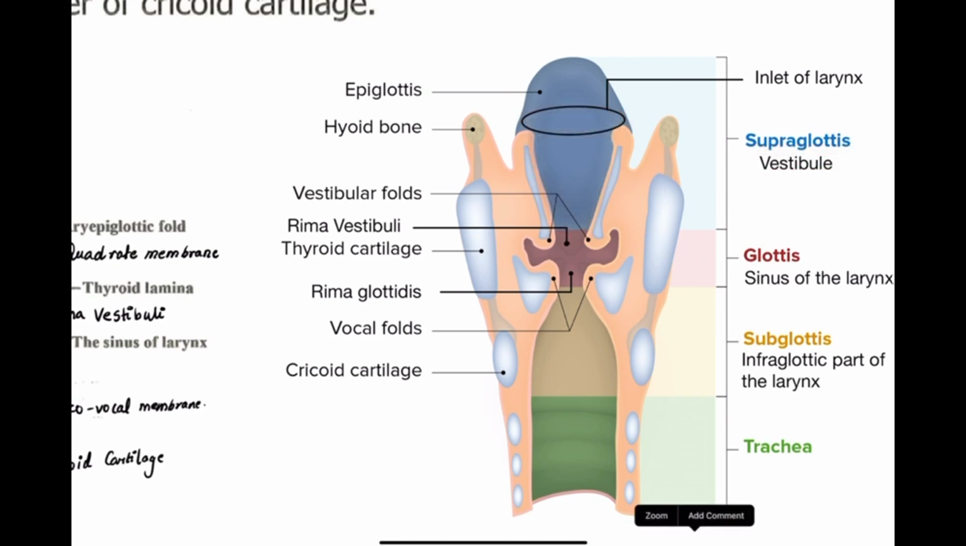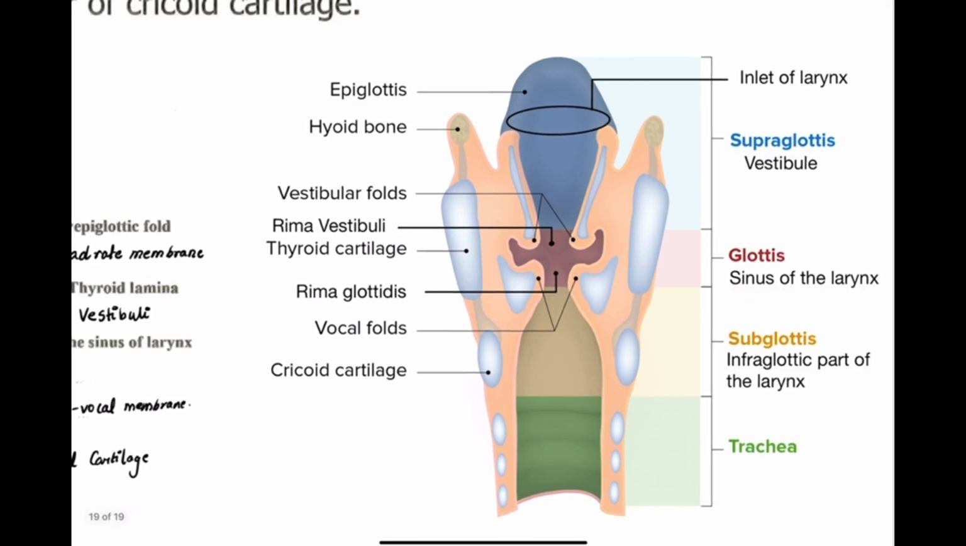Next, we have the sinus of the larynx. It extends from the rima vestibuli to the rima glottidis. What is the rima glottidis? It is the narrow end between the vocal folds. So, the part from the rima vestibuli to the rima glottidis forms the sinus of the larynx. This part is also known as the glottis.